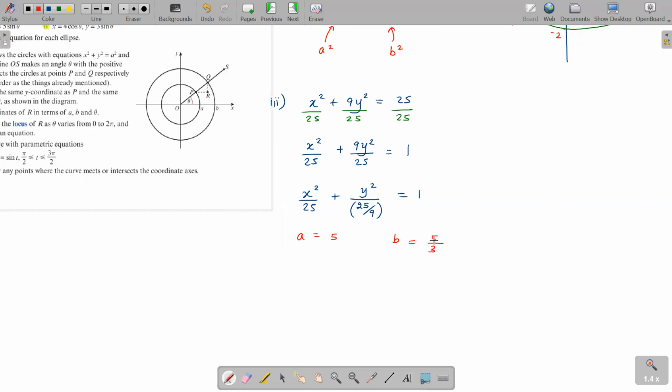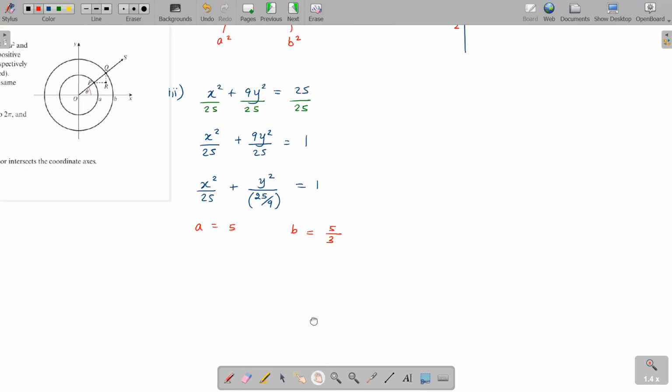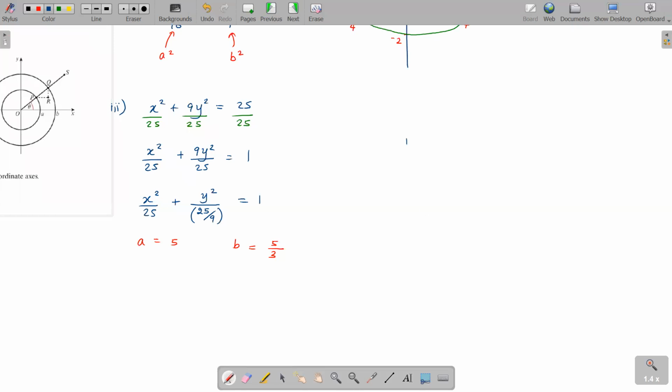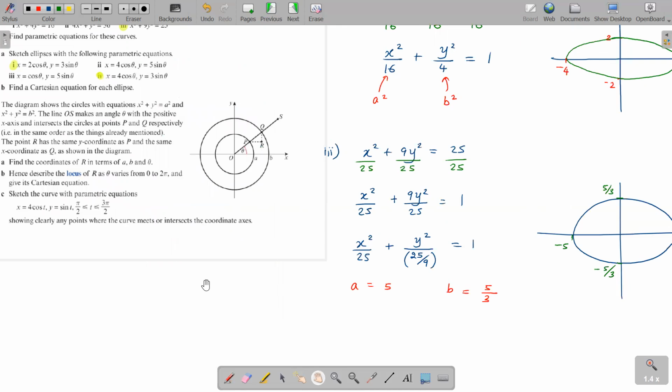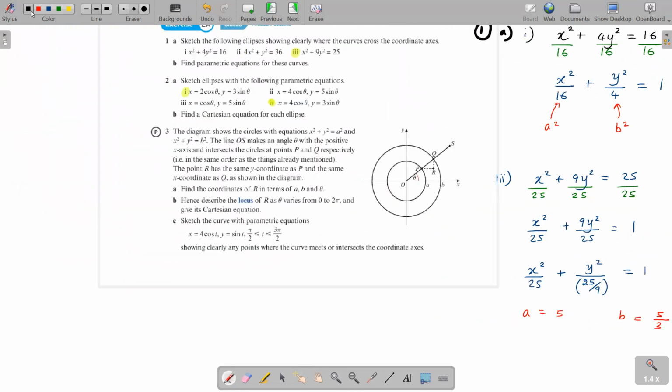You can easily get it. So then you have your a and b values. Simply you can sketch the graph, right? So you can sketch the graph. The x cutting points are 5 and minus 5. The y cutting points are plus 5 over 3 and minus 5 over 3. Is that okay?